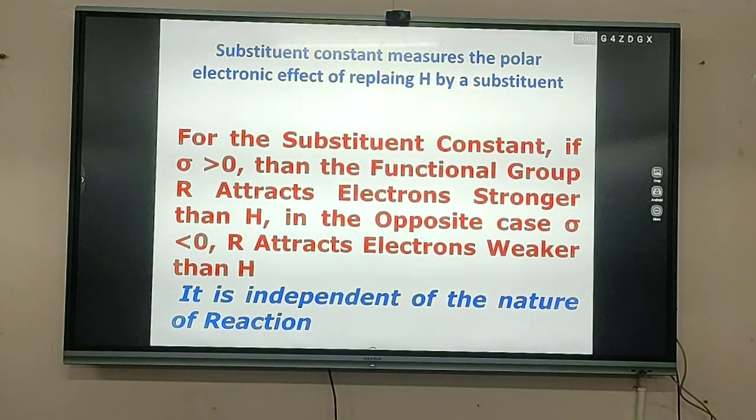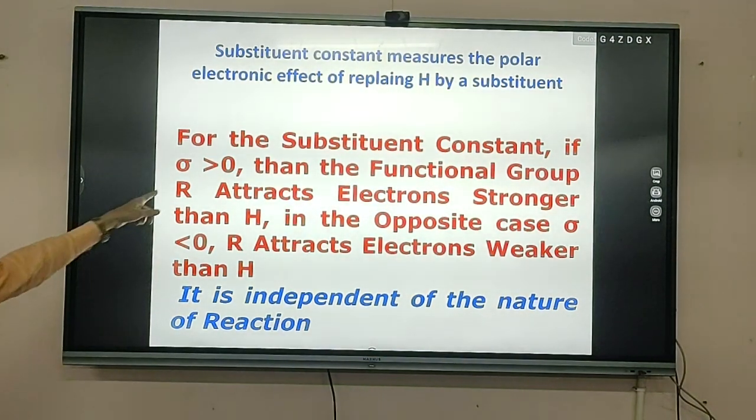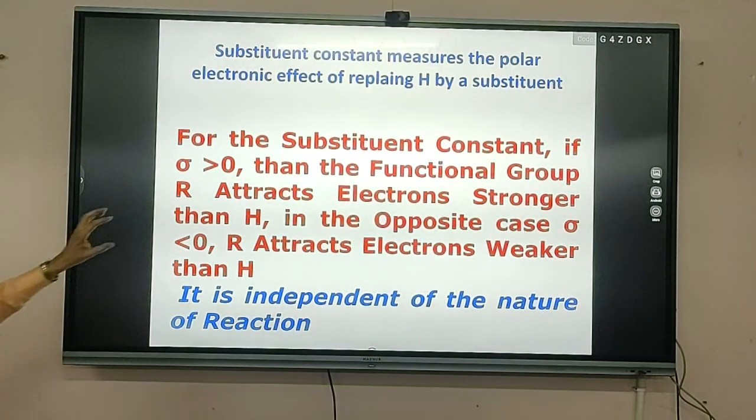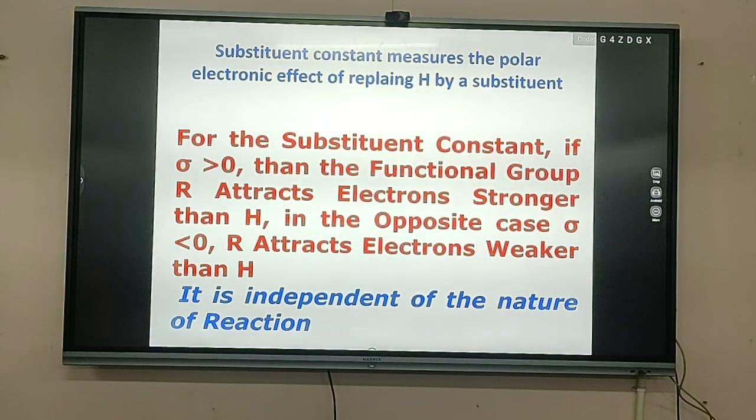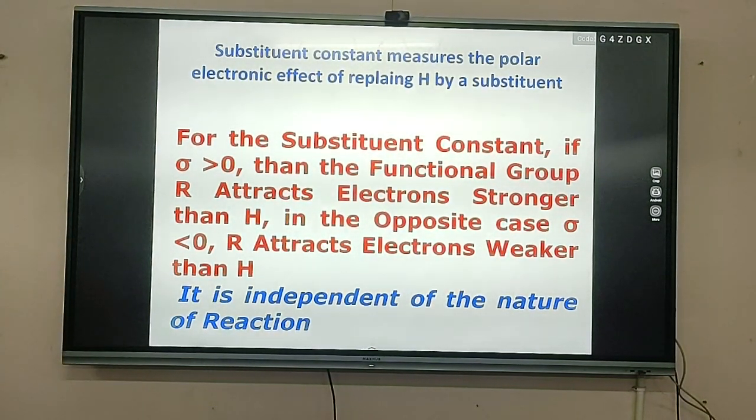But if it is greater than 0, that means the functional group R attracts electrons more strongly than hydrogen, like nitro and other groups. In the opposite case, if it is less than 0, it attracts electrons more weakly than hydrogen.